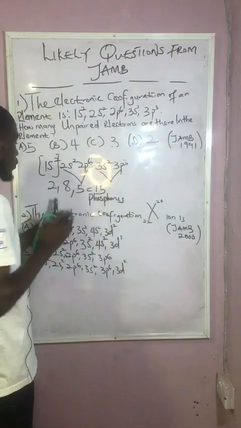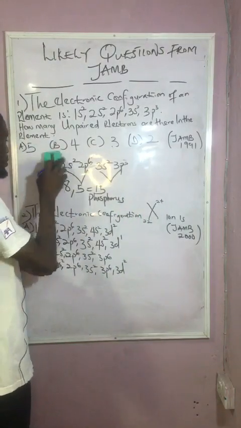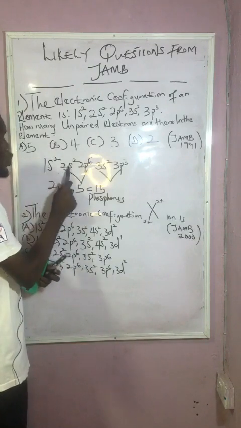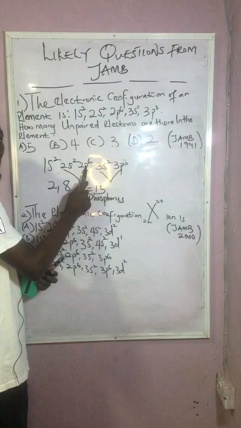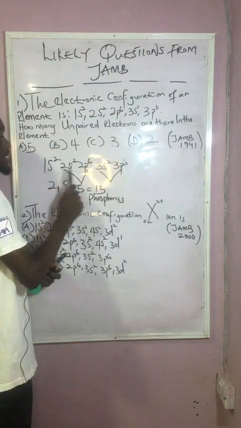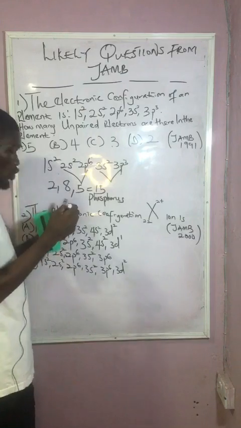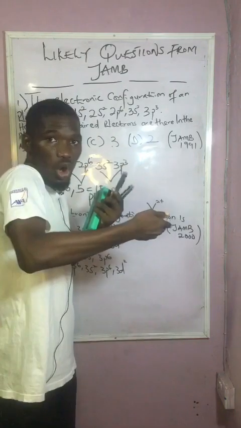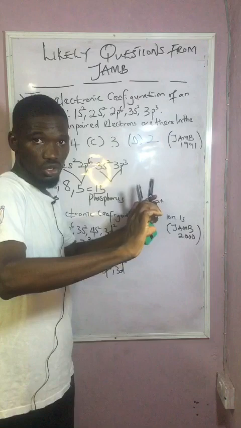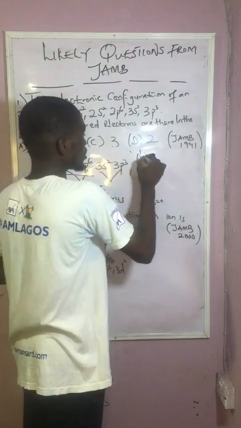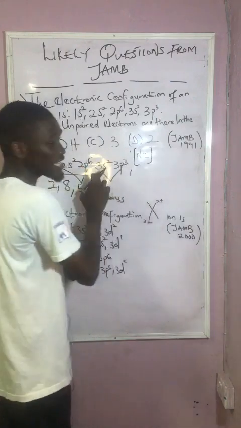So with this now, let me write this. You can see we have 1s2. So 2 plus 2 is what? 4, plus 6 is 10. So you can see that we are having 2 plus 3 here to give us 5. So meaning that we have crossed that lane of neon core. So you can say this, we are having what? Neon core.